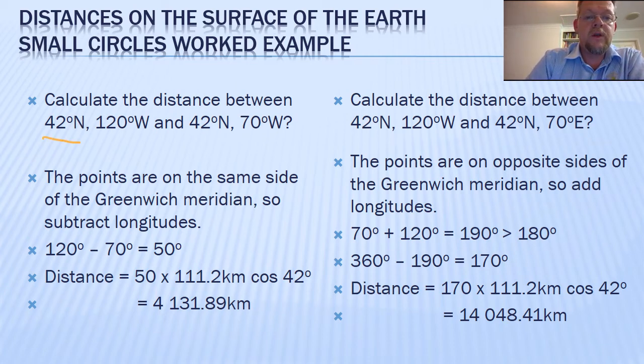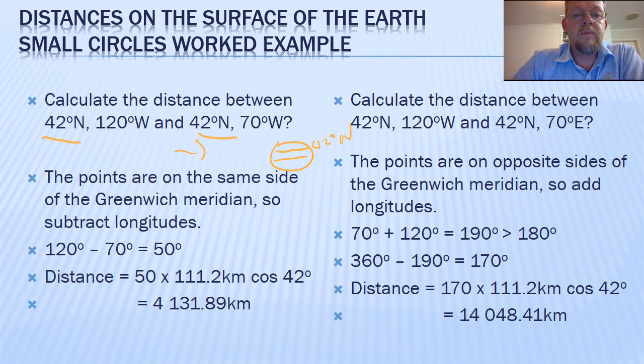So you can see 42 and 42. I'm thinking about the earth, that's the equator. There's a small circle of 42 degrees, and that's north. And I'm just traveling from 120 degrees west to 70 degrees west, so I'm heading towards the prime meridian, but I'm not crossing over it. I'm traveling on the same side of the prime meridian, so I'm just going to subtract those longitudes, and that's a total of 50 degrees.